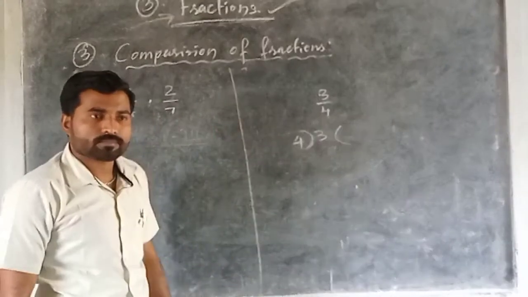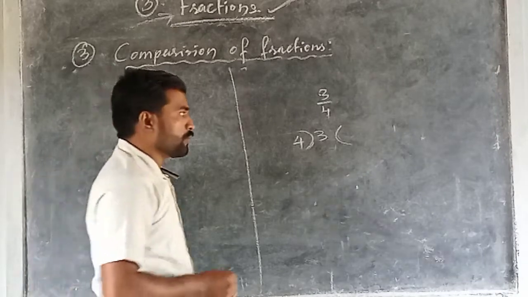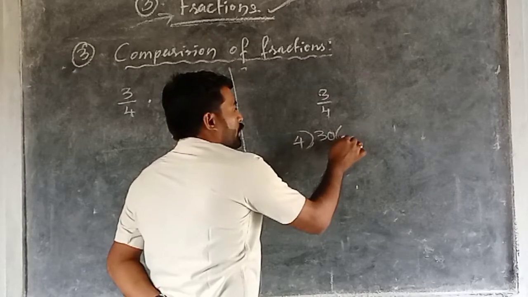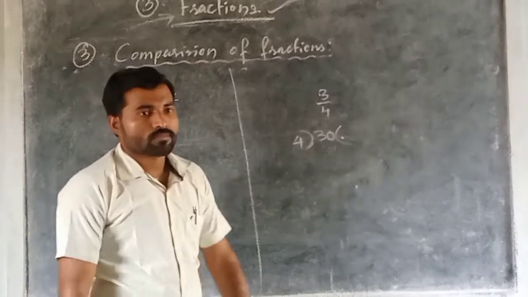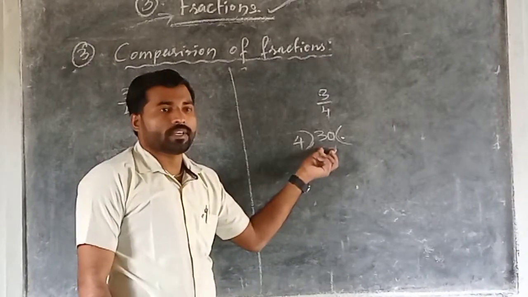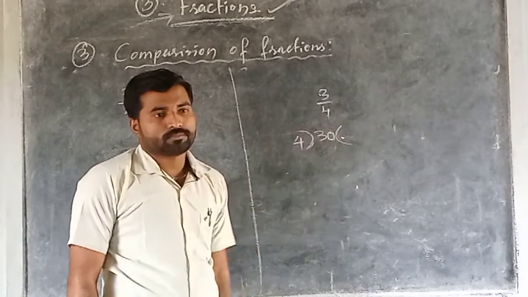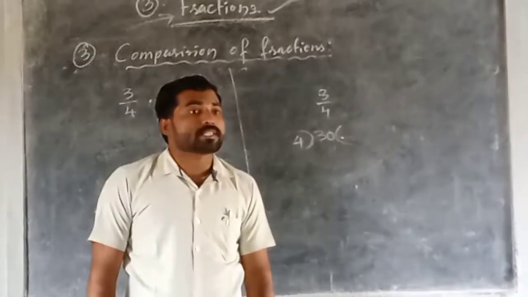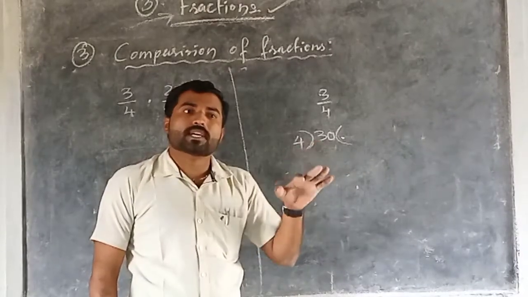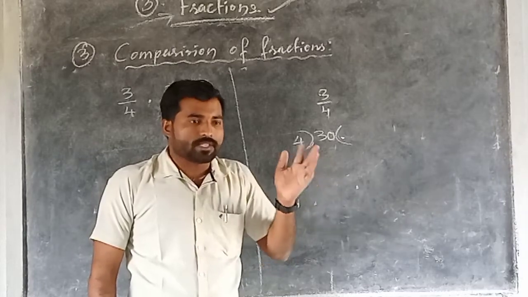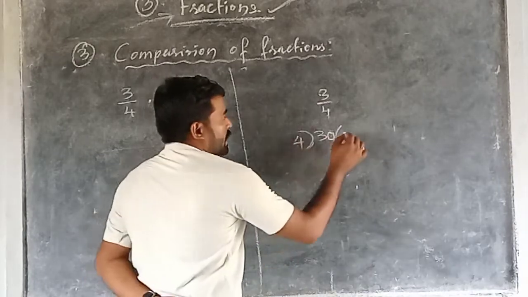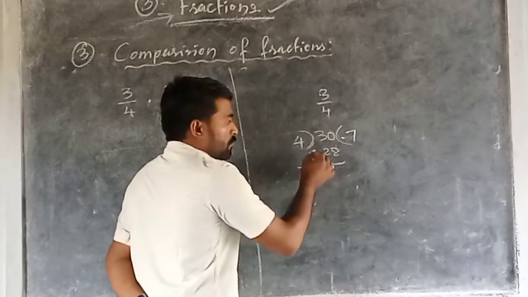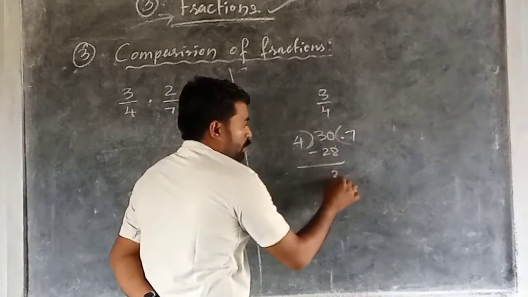Is it possible? No. That is why what should you do? Put a point and take 0. Now it will become 30. 3 becomes 30 now. Now tell me, 4 sevens are 28. 4 8s are 32, which is more. So 4 sevens are 28. 30 minus 28 is 2.